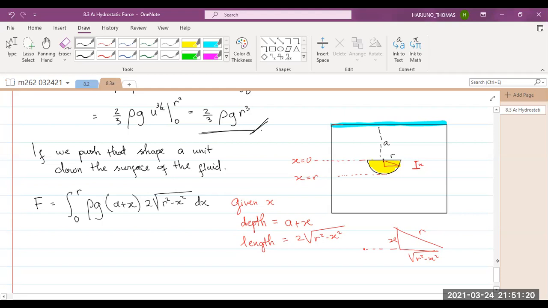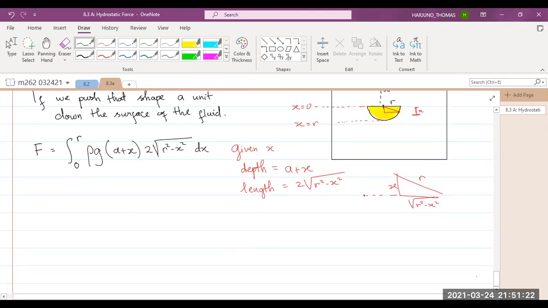Now, what I want to show you is the following. This is equal to the integral from 0 to r of rho g a times 2 square root of r squared minus x squared dx, plus the integral from 0 to r of rho g x times 2 square root of r squared minus x squared dx. Okay, copy that down first.